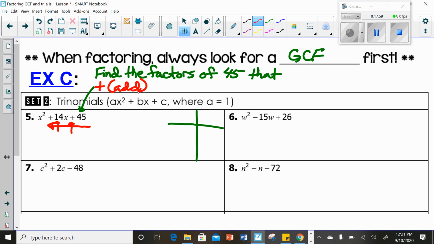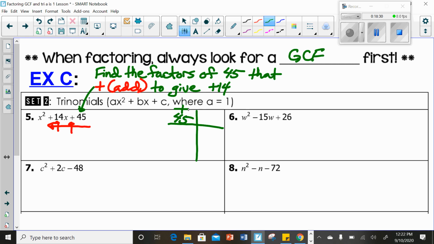So you're going to find the factors of 45 that add to give the middle term, and in this case, the middle term is a positive 14. Okay? So in your chart, you're going to take that 45 and put it here. Then above the 45, you're going to write plus or minus to determine whether you're adding or subtracting. Because there's a plus in front of that 45, you're going to put a plus up here. That tells you you're adding those factors of 45.